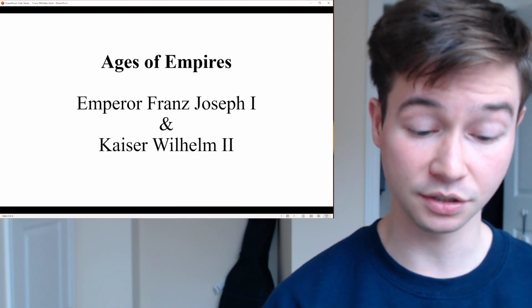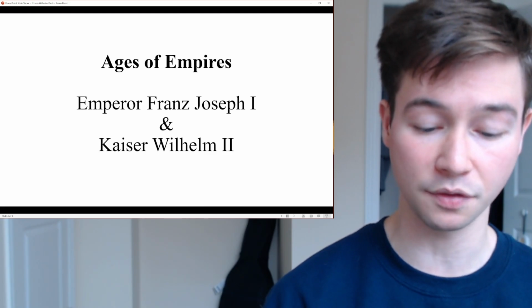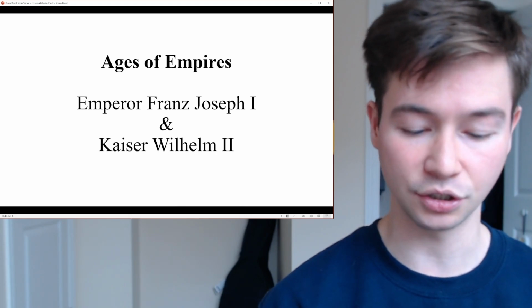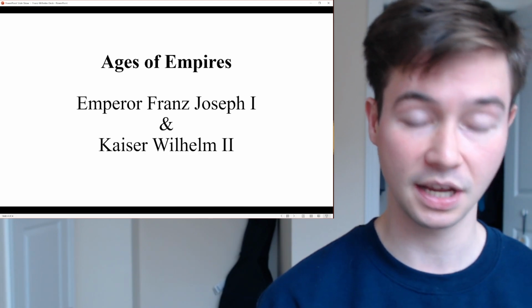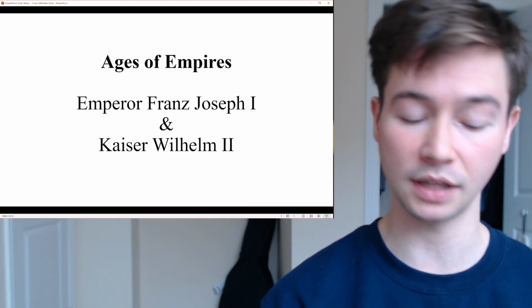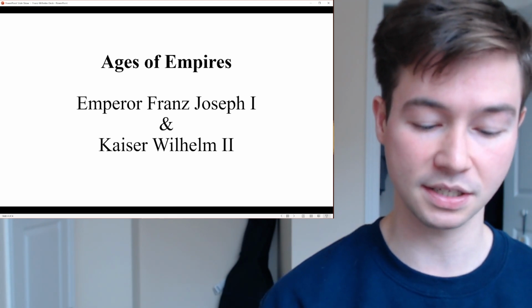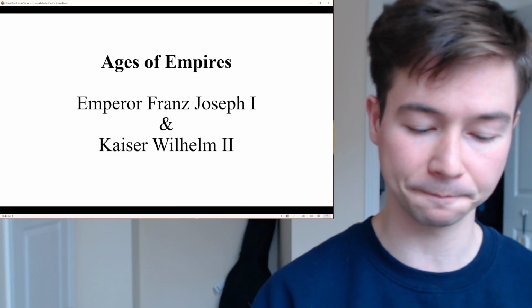So Emperor Franz Joseph I of Austria-Hungary and Kaiser Wilhelm II of Germany were two of the most prominent European monarchs of the late 19th and early 20th centuries. Both ruled during transformative and turbulent periods in European history, and they happen to overlap chronologically, but their leadership styles, political contexts, and legacies differed significantly. Therefore, we will seek to compare them here.